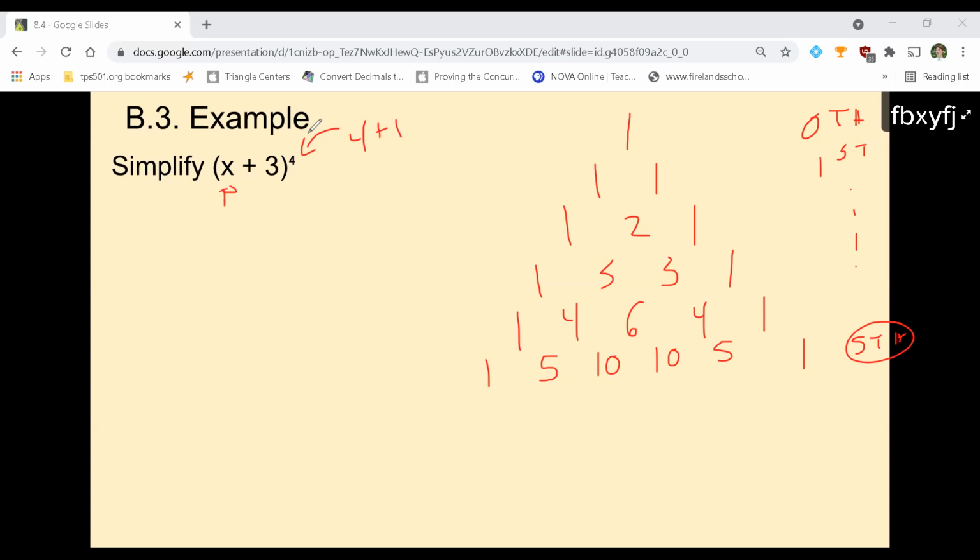This is your first term. This is your second term. And you're just going to do first term to your power times second term to 0, plus the next term has a coefficient of 5. I reduce the first term's power by 1 and I increase the second term's power by 1. Next term, 10. Decrease x's power by 1, increase 3's power by 1. Next term, again, 10.